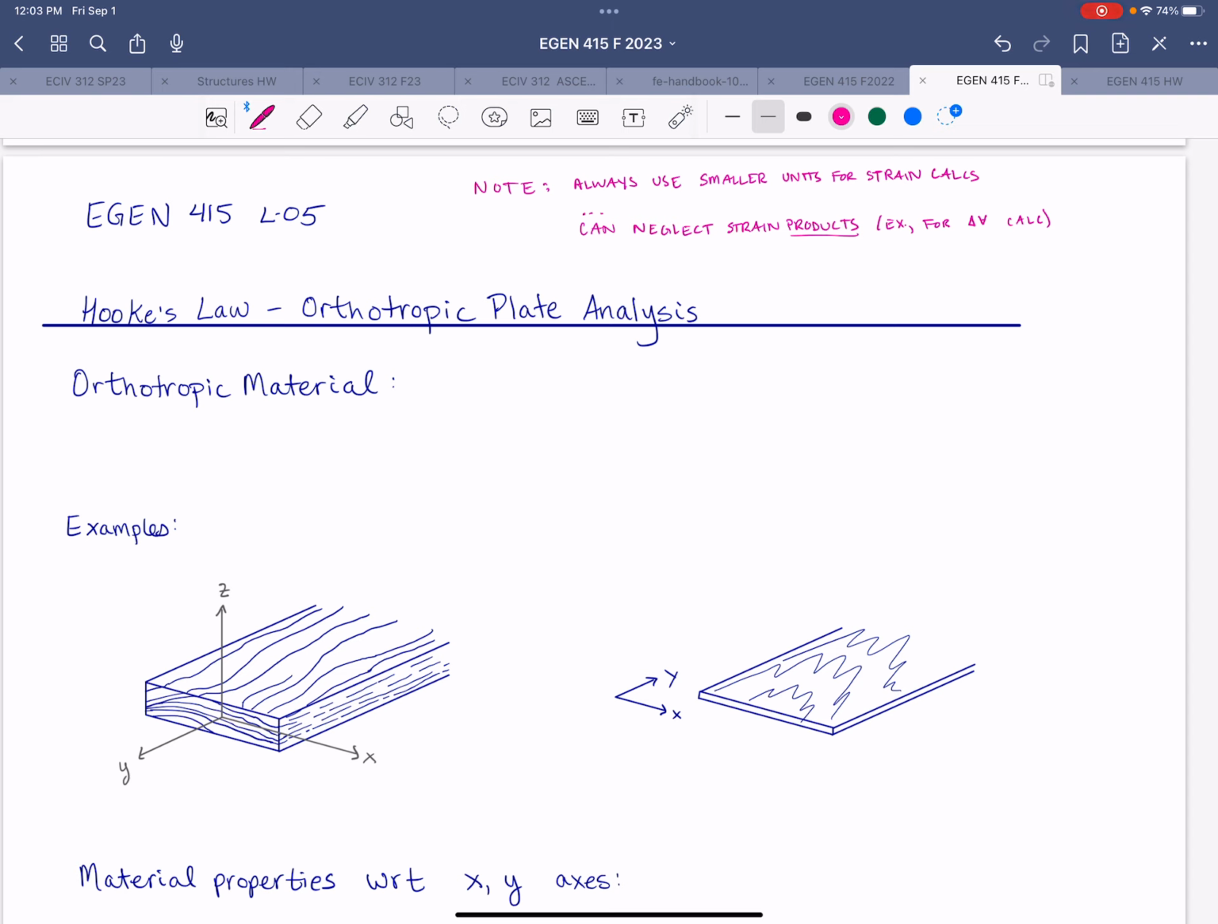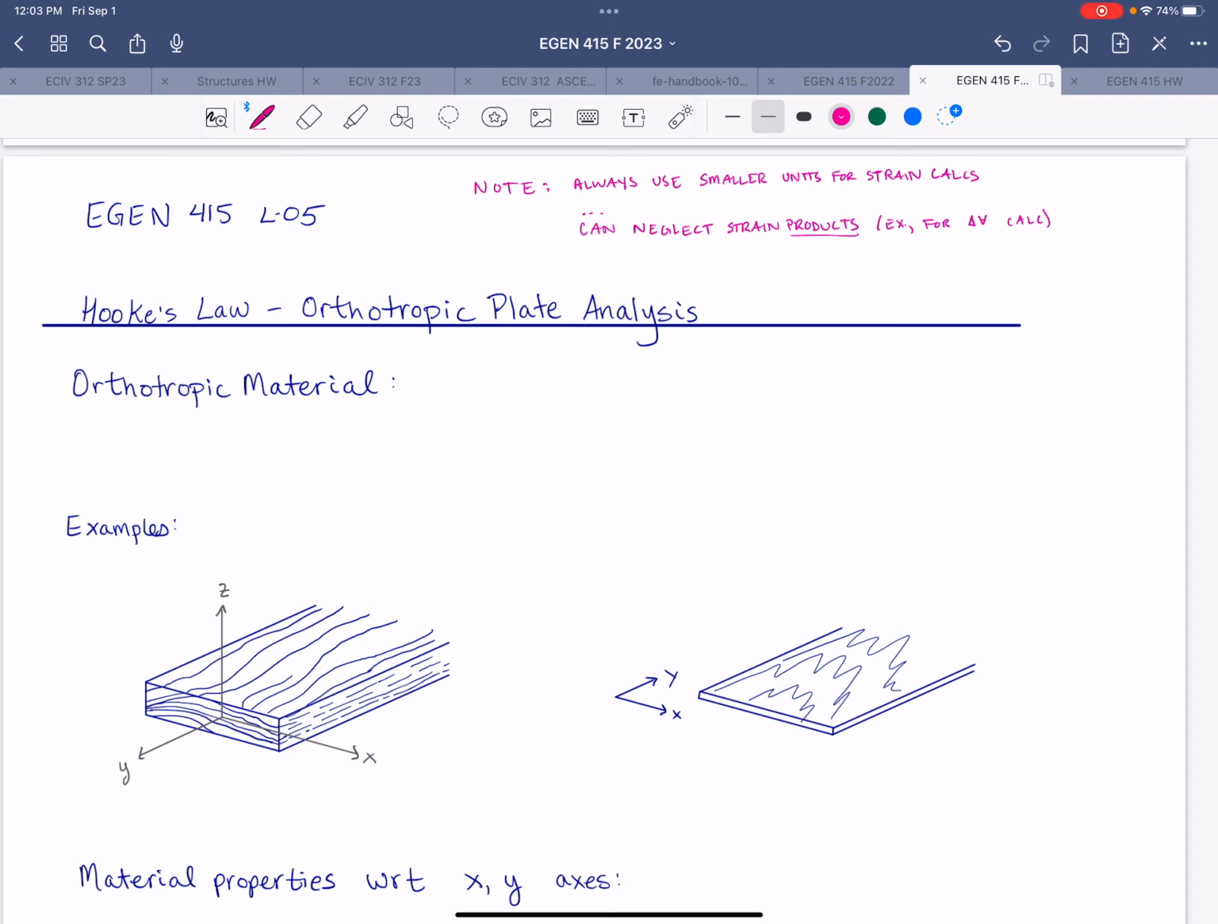And then also along those lines, because strains are typically very, very small, you can neglect any strain products that show up in calculations. So this will come up in homework 2 in one of the problems where you're asked to calculate the change in volume of a plate, I believe. So when you calculate the change in volume, you'll end up with some terms that have strain in X times strain in Y, for example. You can neglect those products because they won't contribute much at all to the final answer. All right.